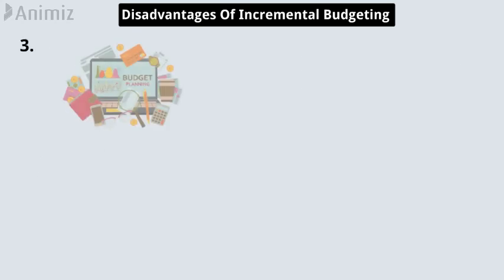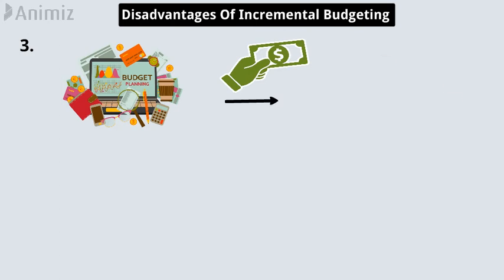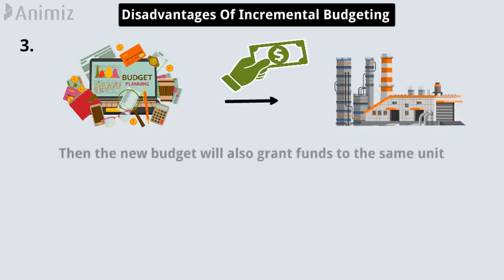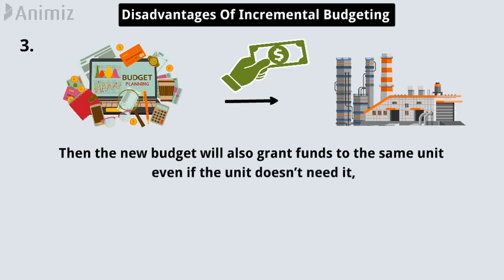3. If the past budget allocates a specific sum to a particular business unit, then the new budget will also grant funds to the same unit, even if the unit doesn't need it or needs only a minor amount.